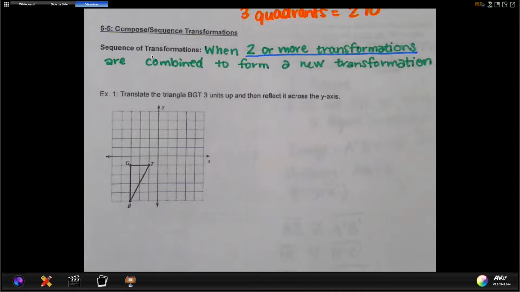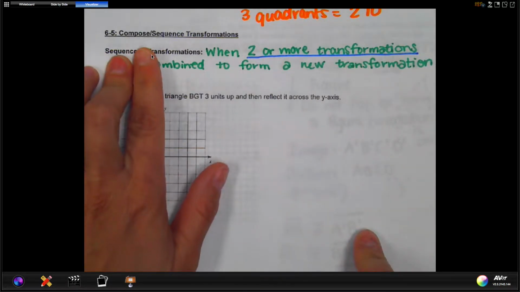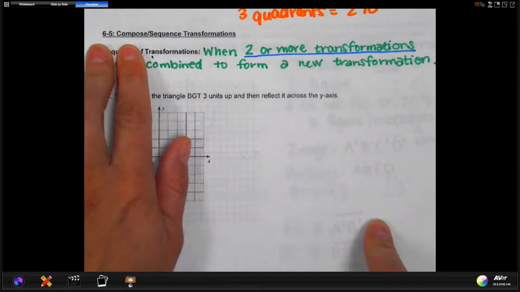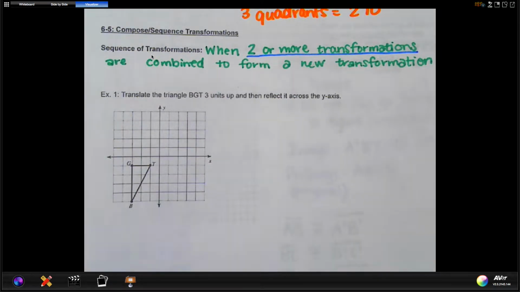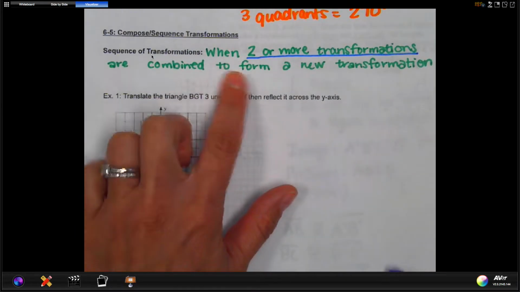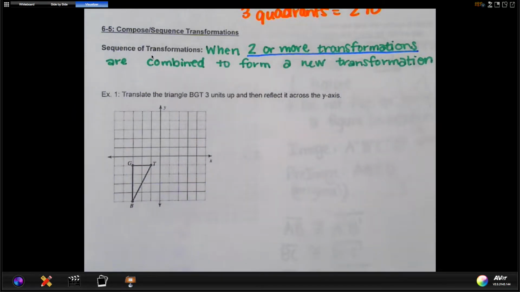If you have my class, we are on the last page of our note packet where it says 6-5, compose / sequence transformations. A sequence of transformations is when two or more transformations are combined to form a new transformation. Basically, we've learned translations, reflections, and rotations, and so we're going to combine a couple of them to form a new transformation.